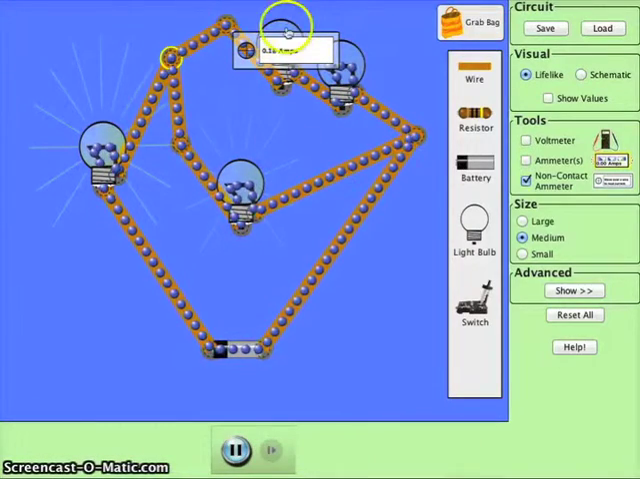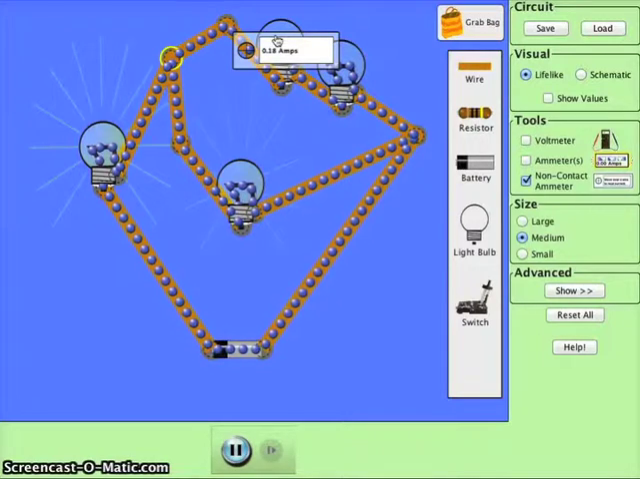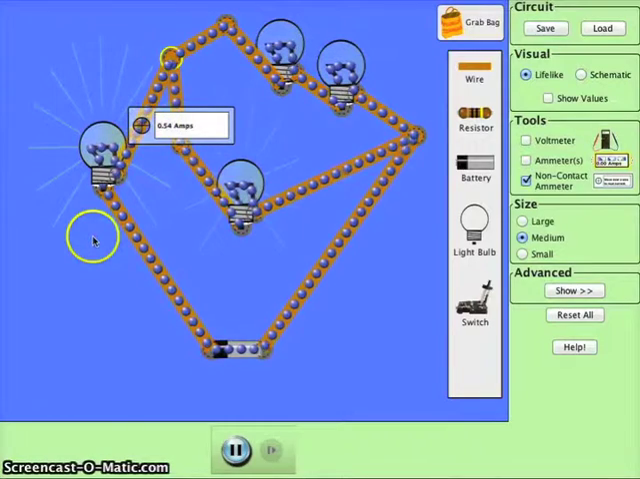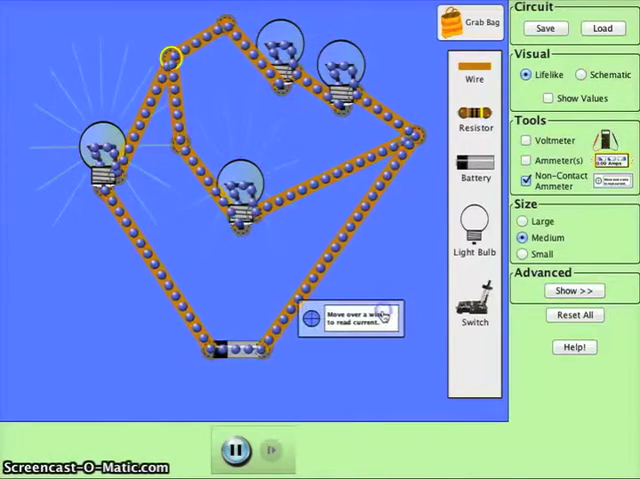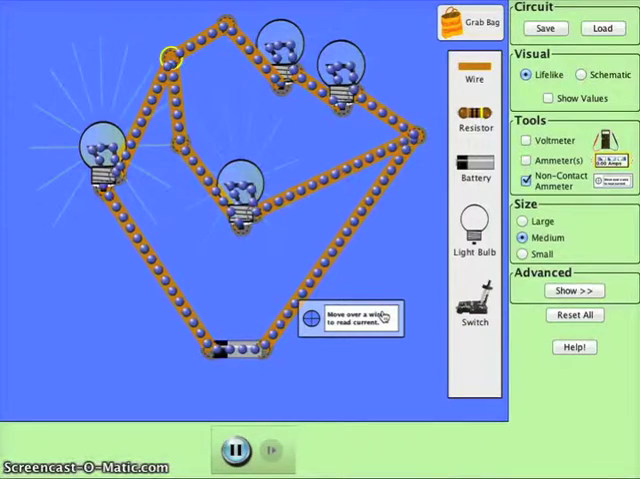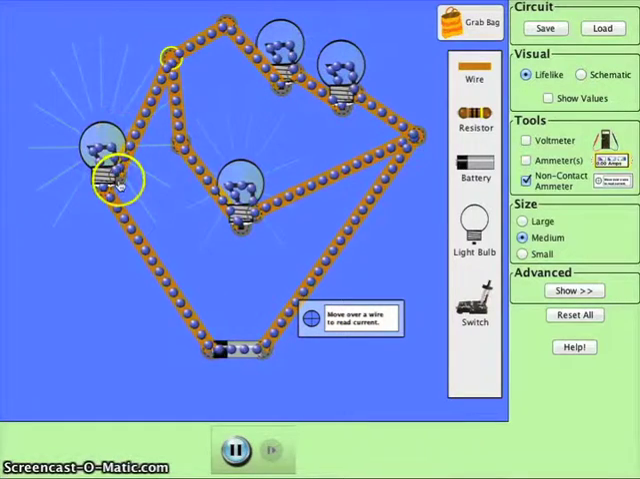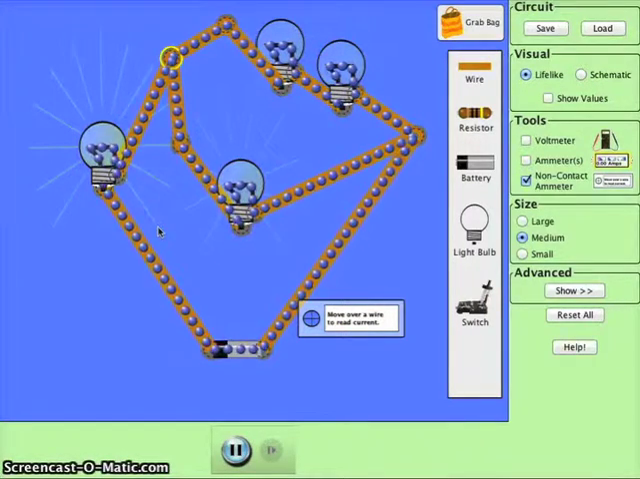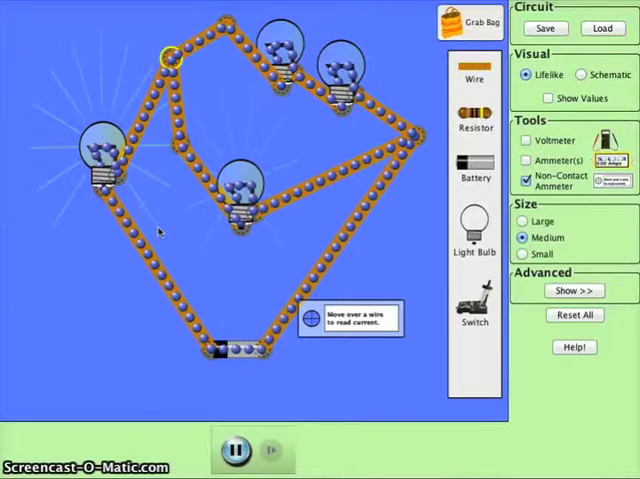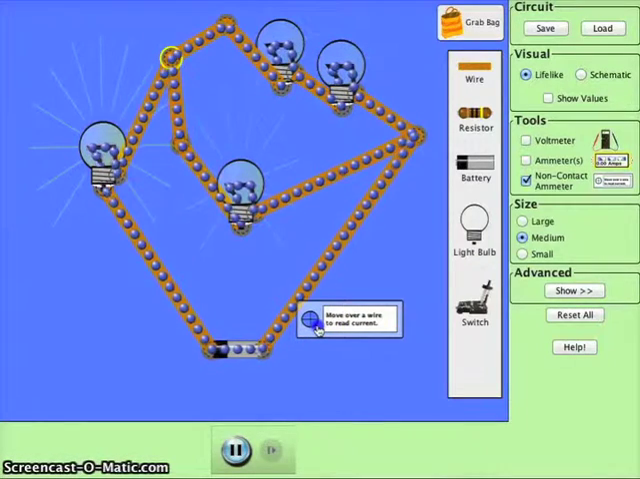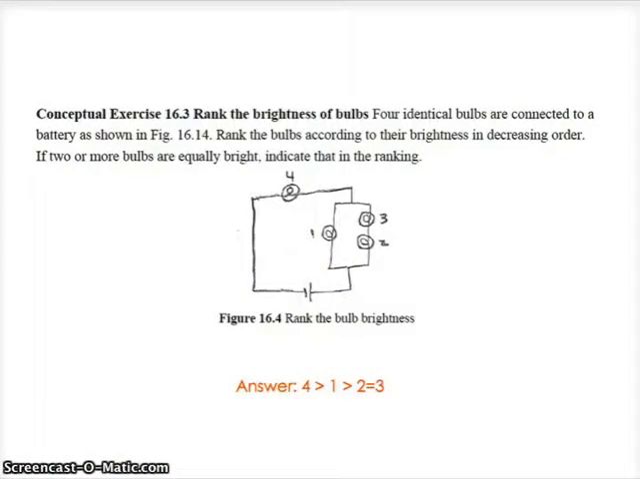So this whole sum over here, the current of the parallel circuit, is equal to the current that's running through just bulb 4. And so the total current of the whole circuit is equal to 0.54 because if you think of the series again, then when two things are in series, the total current is the same as the current that runs through each bulb in that series. So we have 0.54 for the whole circuit. And this brings us all the way back to our original answer of 4, which is greater than 1, which is greater than 2, which is equal to 3.